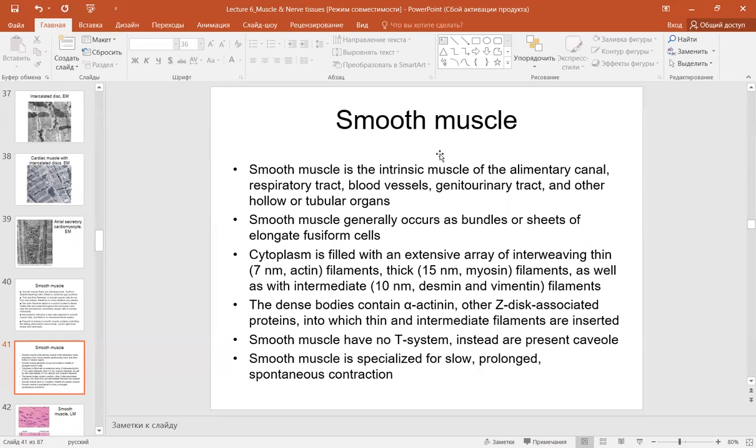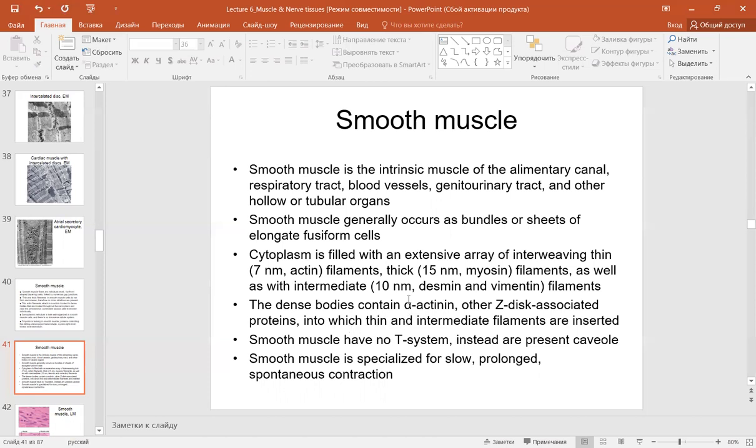Smooth muscle is the intrinsic muscle of the alimentary canal, respiratory tract, blood vessels, genitourinary tract, and other hollow tubular organs. Smooth muscle generally occurs as bundles or sheets of elongated fusiform cells. Cytoplasm is filled with an extensive array of interweaving thin actin filaments, thick myosin filaments, as well as intermediate 10 nanometer desmin and vimentin filaments. Dense bodies contain alpha-actinin and other Z disc associated proteins into which thin and intermediate filaments are inserted.